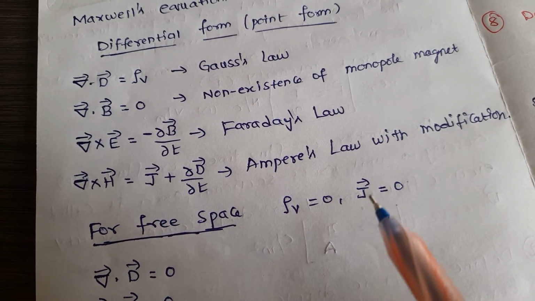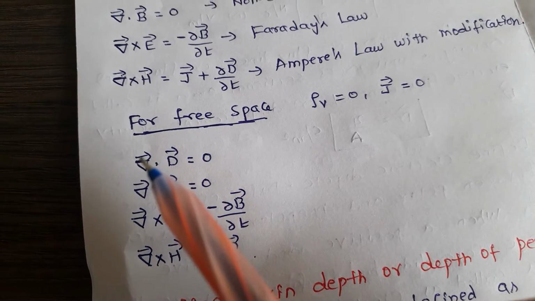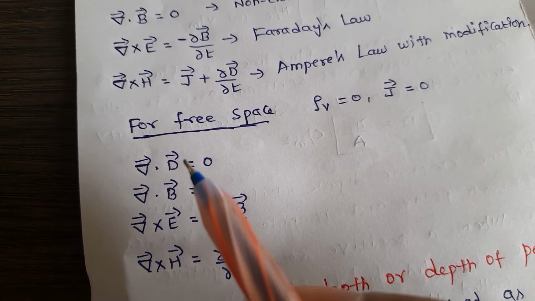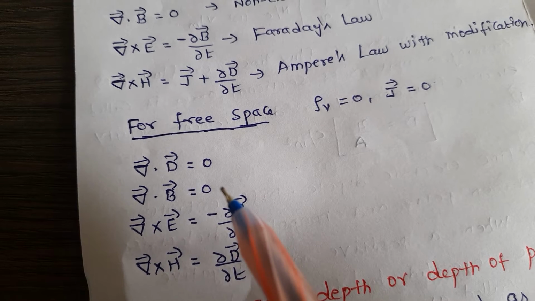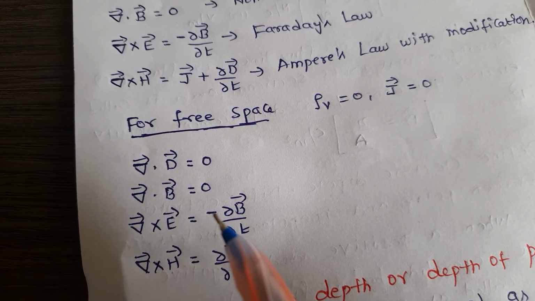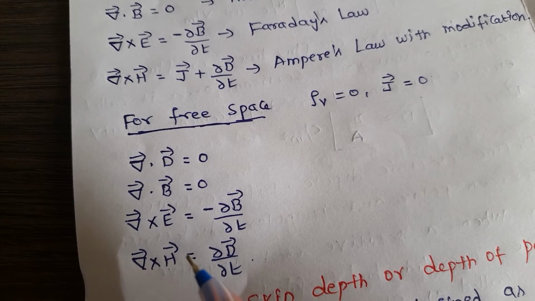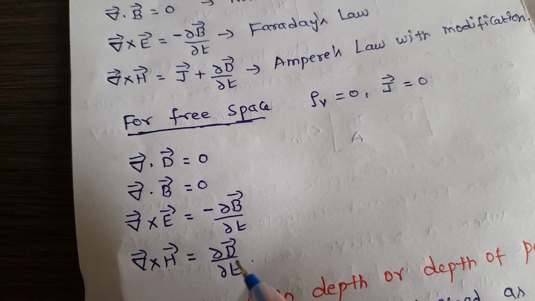Simply substituting these two in these four Maxwell's equations, now we have del dot D equal to 0. That means the divergence of electric flux density is equal to 0, divergence of magnetic flux density is equal to 0, the curl of electric field intensity is equal to minus dB/dt, the curl of magnetic field intensity is equal to just displacement current density, dD/dt.